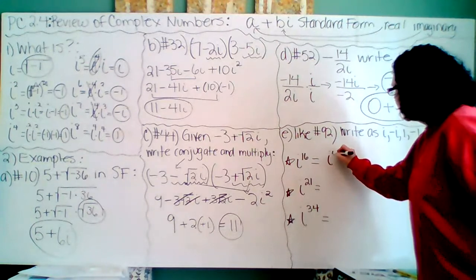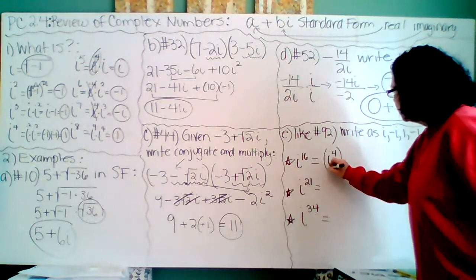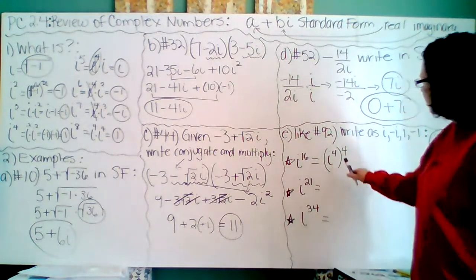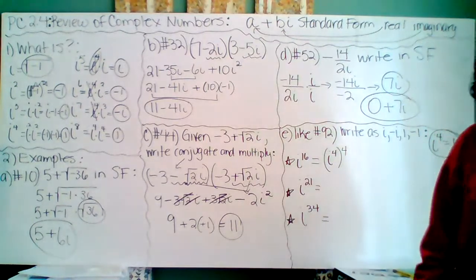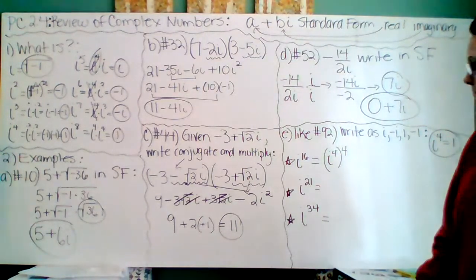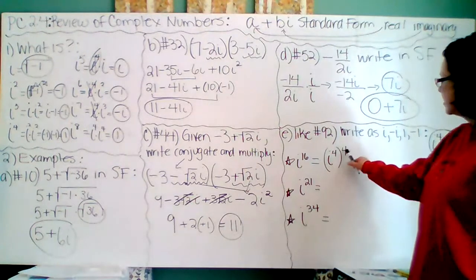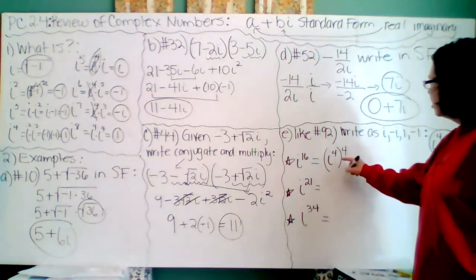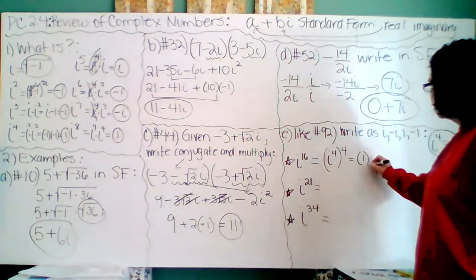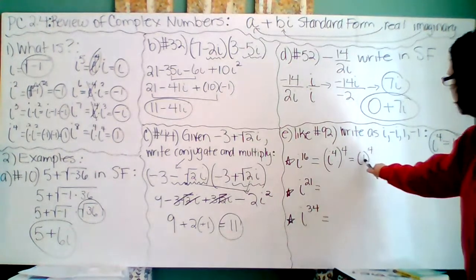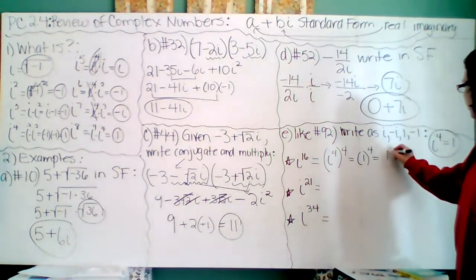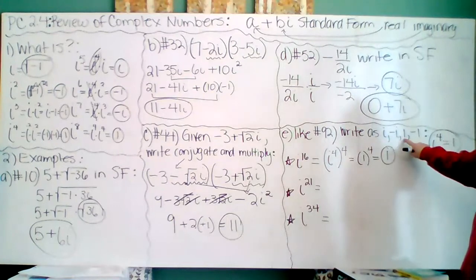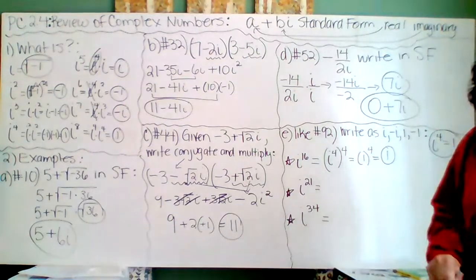Well, i to the 4th, to the 4th power. Remember, when one exponent is raised to another, you multiply. So this is still i to the 16th, but i to the 4th is 1. And 1 to the 4th is 1. And we wrote it as they asked us to.